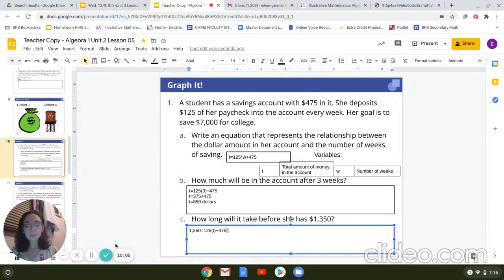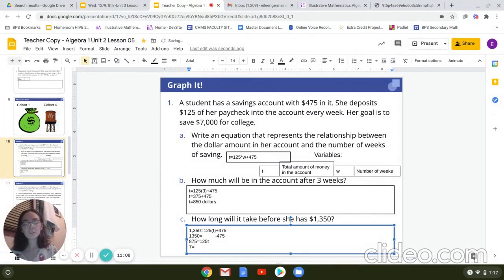We will be left with, sorry, I just got confused. 1,350 is equal to 125W plus 475. We're going to subtract 475 from each side. We're going to be left with 1,350 minus 475 is equal to 875. 875 is equal to 125W. Isolate by dividing by 125. And we're going to be left with 7.